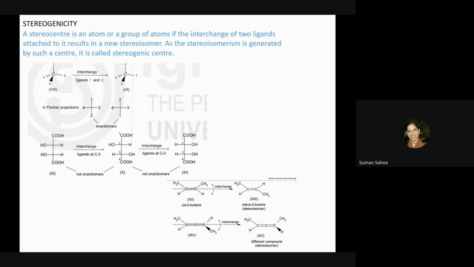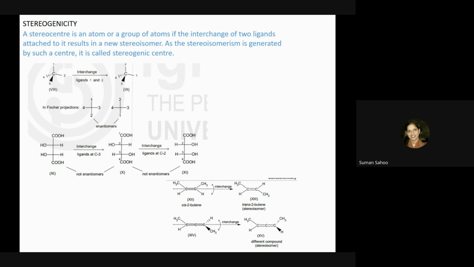When we interchange two ligands, it gives you a new stereoisomer. Whether it is an enantiomer or a diastereomer doesn't matter, but it gives you a new stereoisomer when you interchange two ligands. For example, in this one, we have 1, 2, 3, 4. If we interchange the ligands between 1 and 2, 1 has taken the place of 2 and 2 has taken the place of 1. If you just see, these two are enantiomers. I can write the Fischer projection, 1 and 2, and 3, 4 like this.